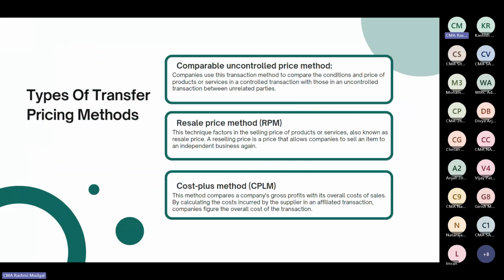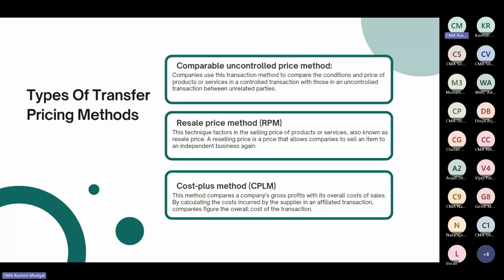Types of transfer pricing methods. Now I'm going to talk about transfer pricing methods. They are not an exhaustive list. There is a big list which we can go with, but normally we take these three methods. First is normally known as the CUP method, that is the comparable uncontrolled price method. Second is the resale price method, and third is the cost plus method.